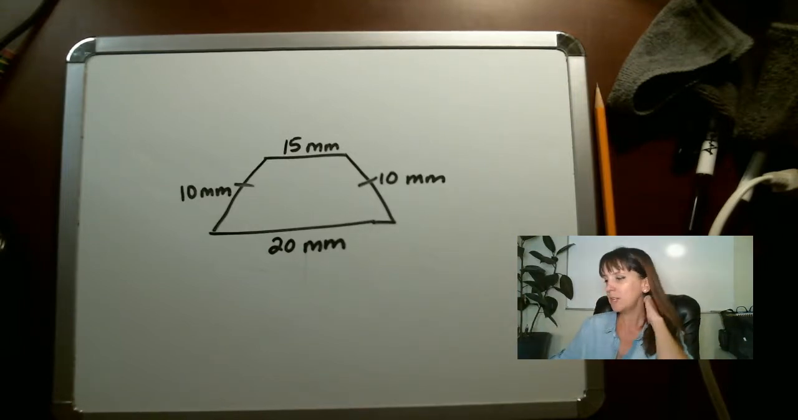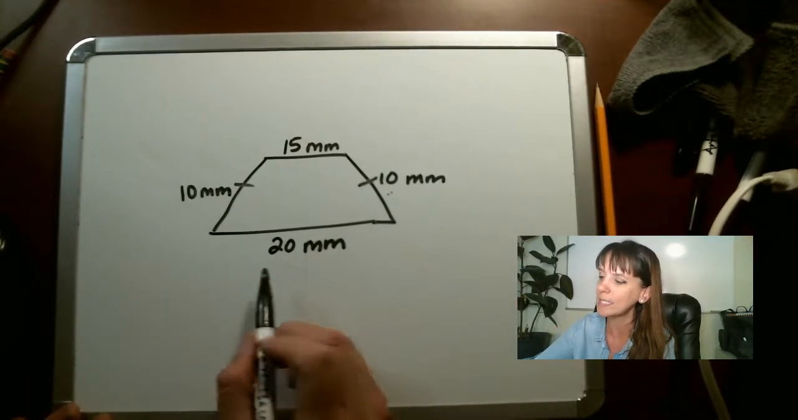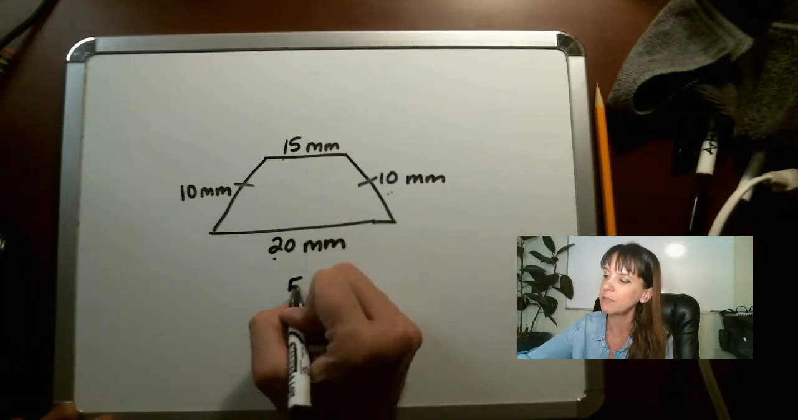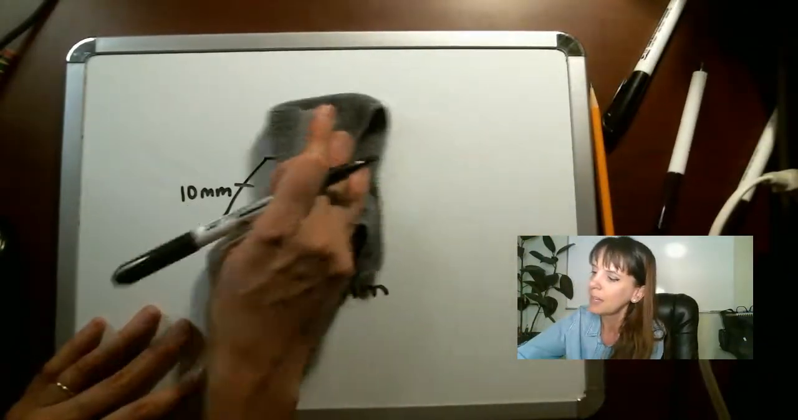All right, for this, we need to find a perimeter, right? And so we're gonna add up all our sides. This plus this is 20, plus this is 40, plus this is 55. So the answer is 55. I don't know why I needed to draw that. All right, so that is 55, guys.